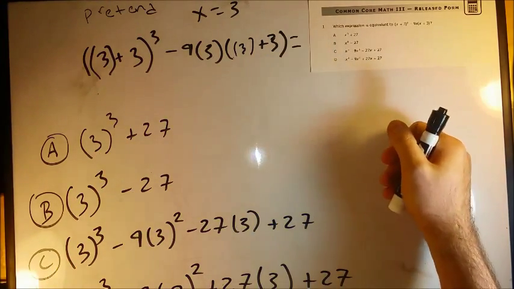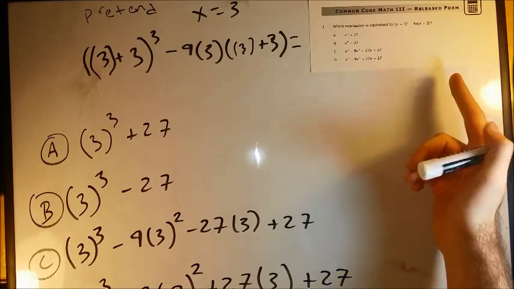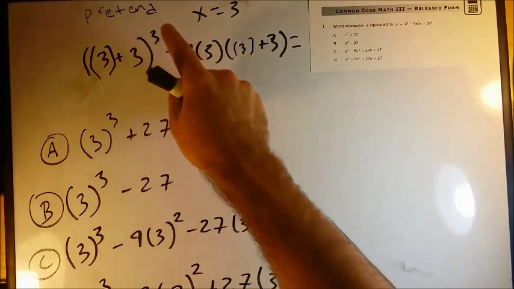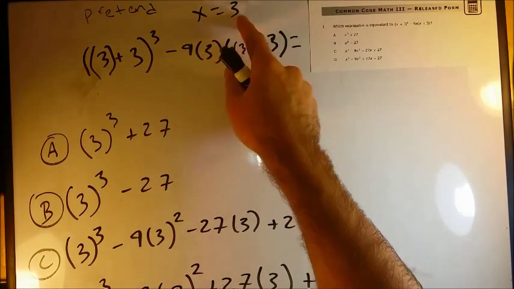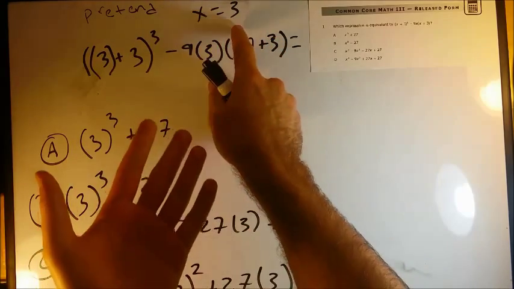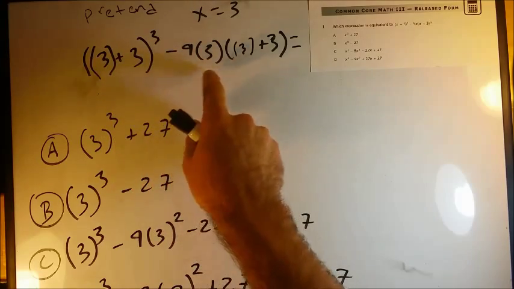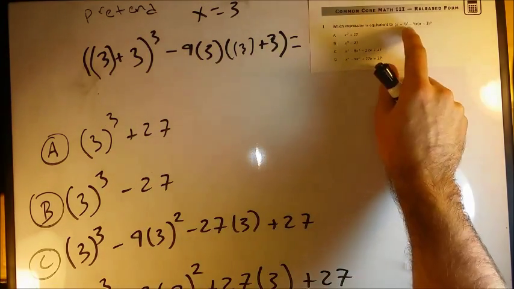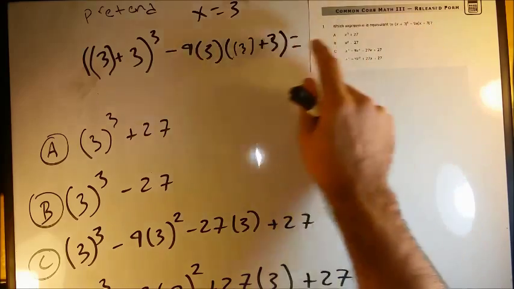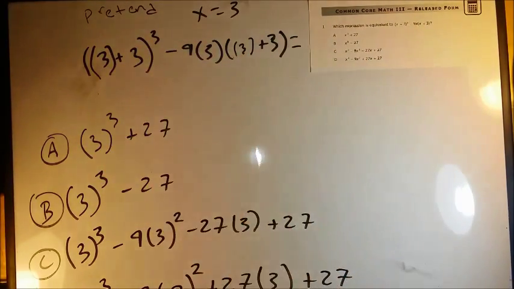Another way you can do this is by testing an x value. In this case, I said pretend x equals 3. I could have said pretend x equals 4, x equals 5, any value. I'm just going to choose some value and plug that in for all of the places where I have an x. So when I've got (x + 3)³ − 9x(x + 3), instead of saying x, I just put in 3's where all of those were.